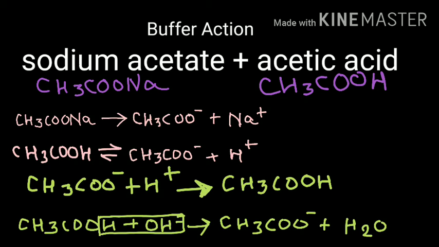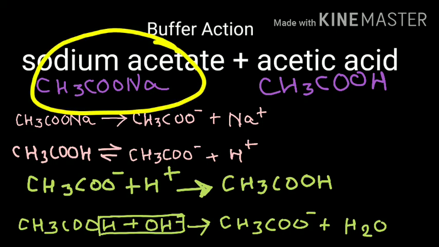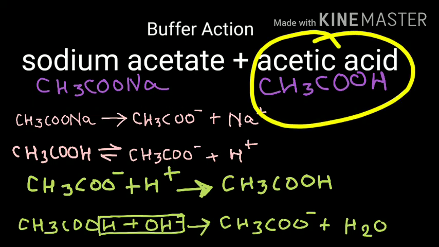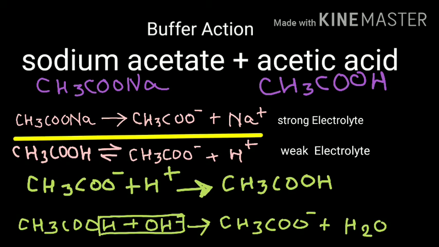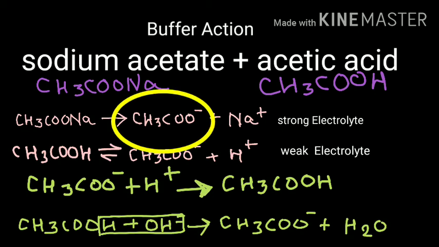So here we are taking a buffer solution which is made up of sodium acetate, having the formula CH3COONa, along with acetic acid, that is CH3COOH. We know that sodium acetate is a strong electrolyte and acetic acid is a weak electrolyte. So sodium acetate, being a strong electrolyte, is going to dissociate completely, giving us CH3COO minus ions plus Na plus ions. So here the amount of CH3COO minus ions is going to be very high.